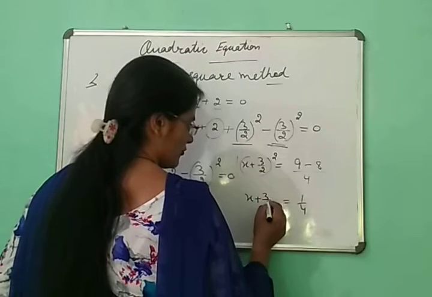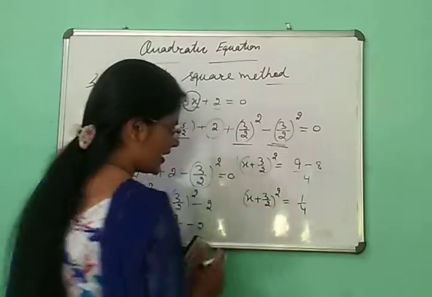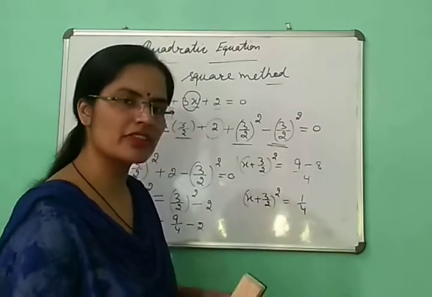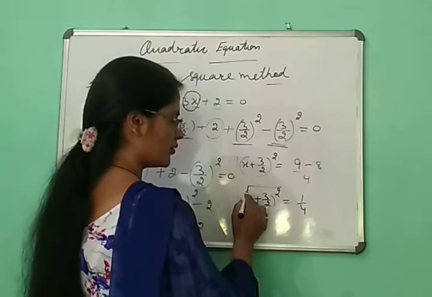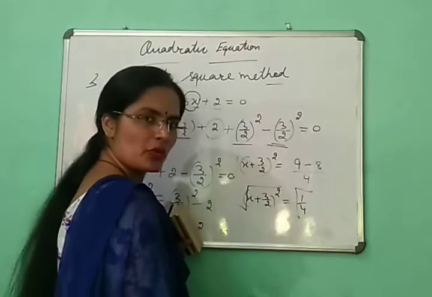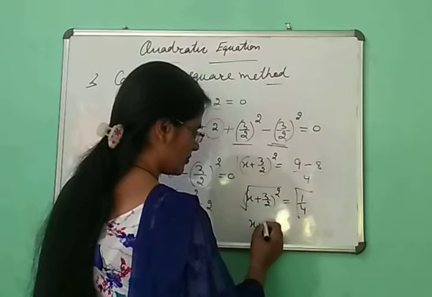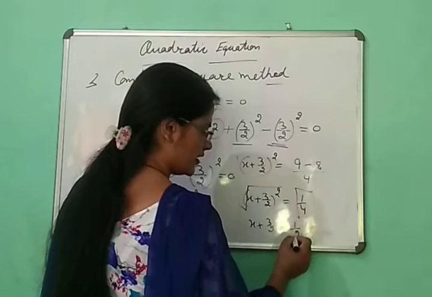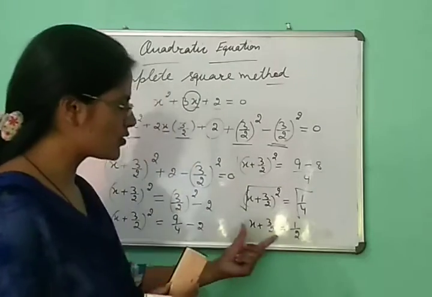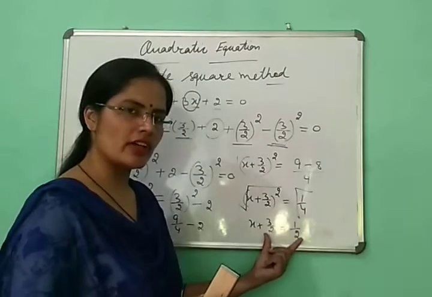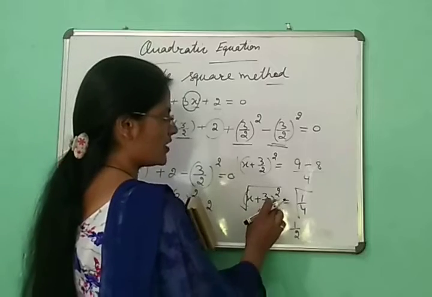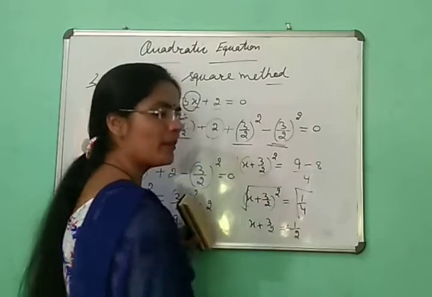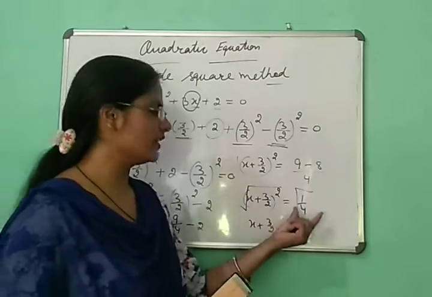Now we have (x + 3/2) whole square is equal to 1/4. Removing the square sign, we take the square root. Taking square root on both sides, this term becomes x + 3/2 only and this becomes 1/2. Square root of 4 is 2. Because we have a square here, we get the answer plus minus, because in a square we get two answers.